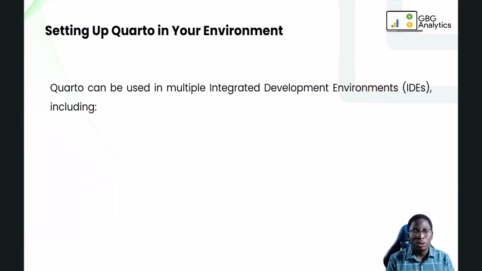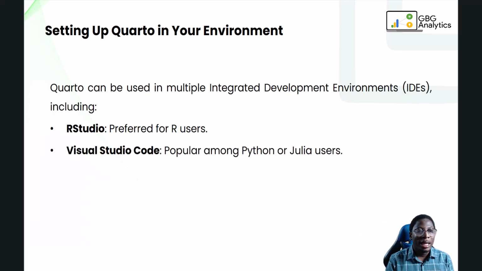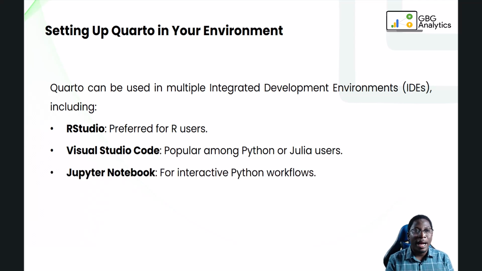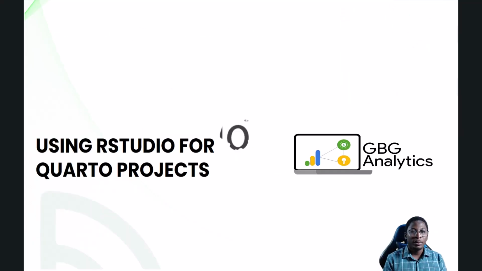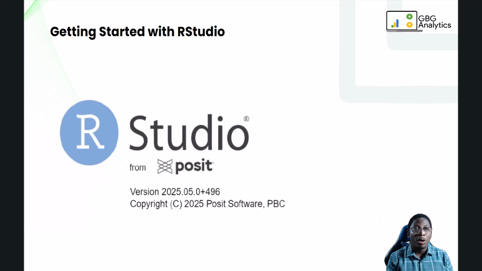You can use the Quarto IDE of your choice. For example, RStudio is mostly preferred by R users, and you can also use VS Code, and this is popular for Python or Julia users. And in fact, you can also use Quarto in Jupyter Notebook for interactive Python workflows. RStudio provides a comprehensive integrated development environment for Quarto, offering seamless integration and powerful features for document creation and management.